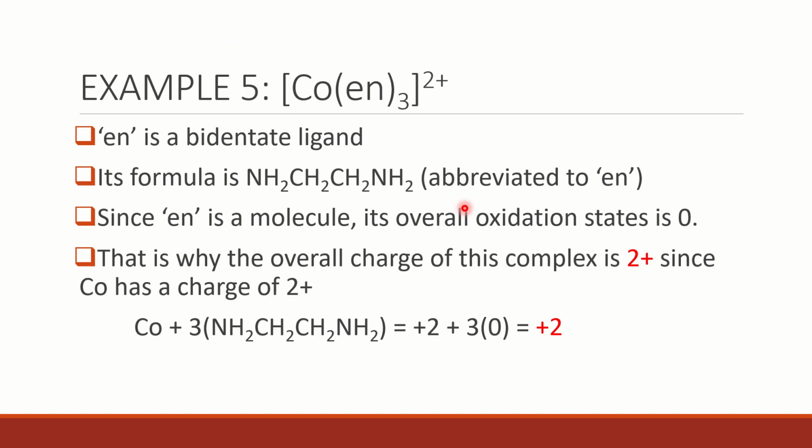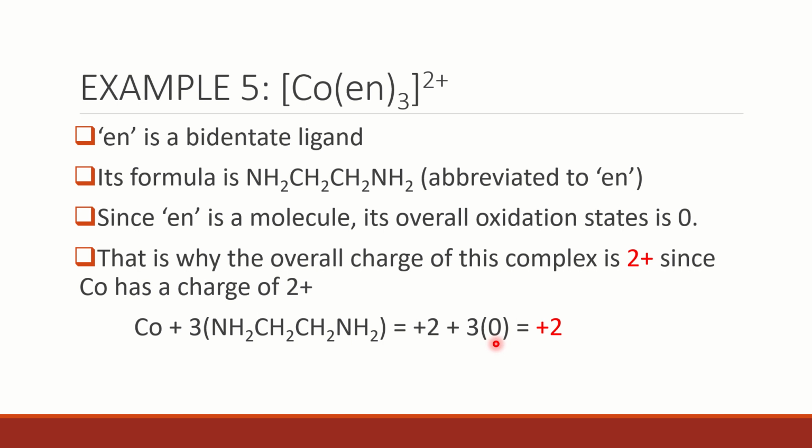Now, the last one, example number 5, is the Co bracket en3 to the power 2 plus. Now, if you do realize, this en is an abbreviation. The actual formula is NH2, CH2, CH2, NH2. This is the actual formula for en. Okay. Now, you can see here, en is a molecule. Oxidation state is 0. Now, why is the overall charge here 2 plus? It is because Co plus 3 of this en is equal to Co. The charge is +2. The oxidation state is +2.